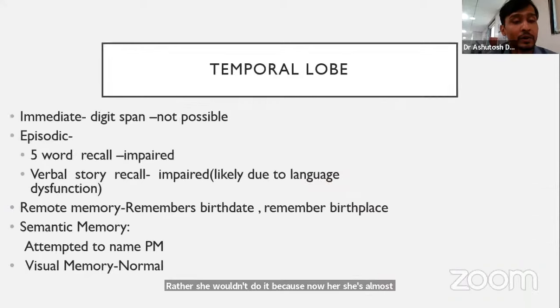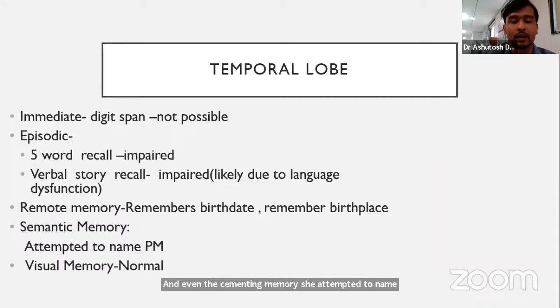And temporal lobe testing also, again, immediate memory we couldn't test. Episodic also, due to significant impairment, we couldn't test. Remote memory, she did try to indicate her birth date and birthplace, but we were not sure whether it was correct. And even semantic memory, she attempted to name the Prime Minister. Visual memory was more or less normal. She could point to the objects.